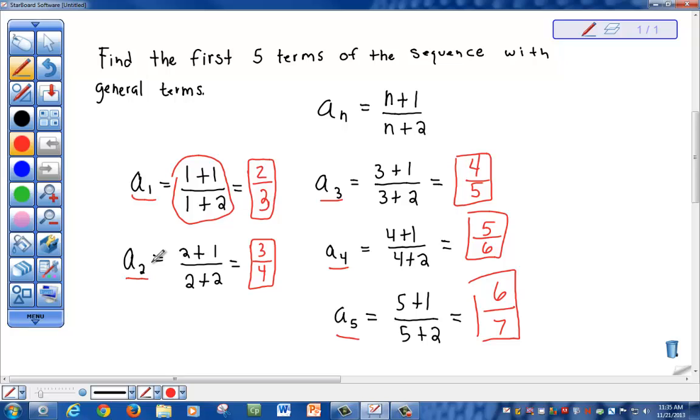So a sub 1 is equal to 2/3. a sub 2 is equal to 3/4. a sub 3 is equal to 4/5. a sub 4 is equal to 5/6. a sub 5 is equal to 6/7. We have found the first five terms, and we are done.